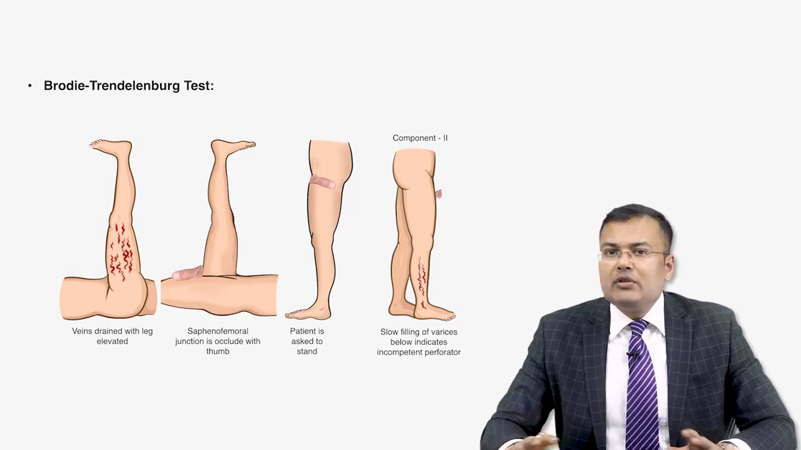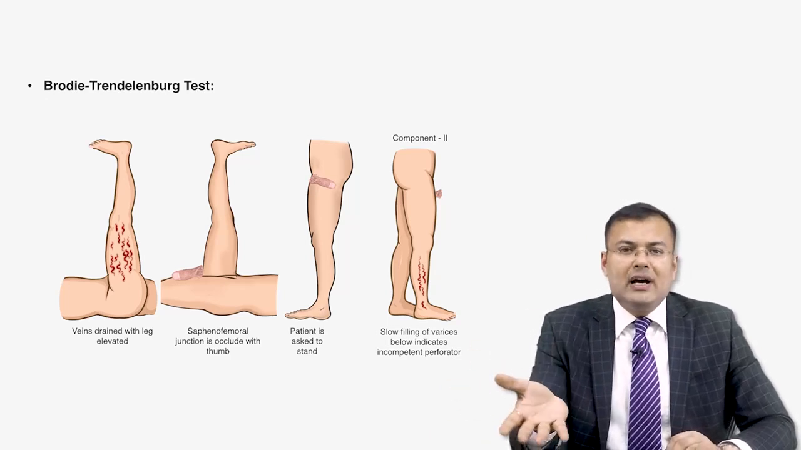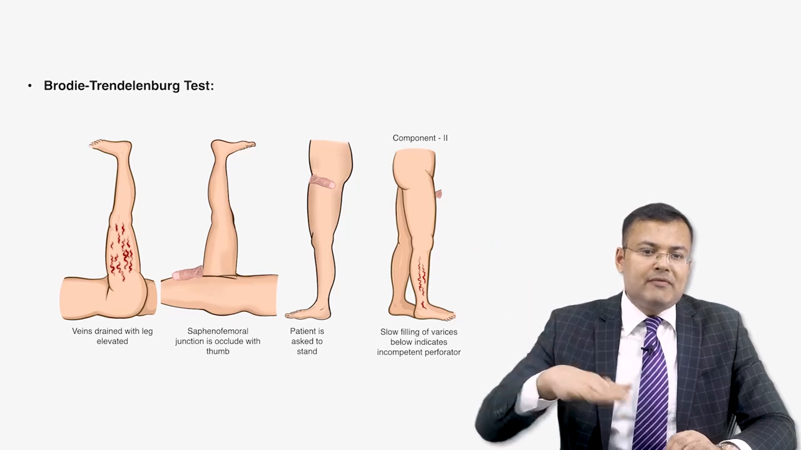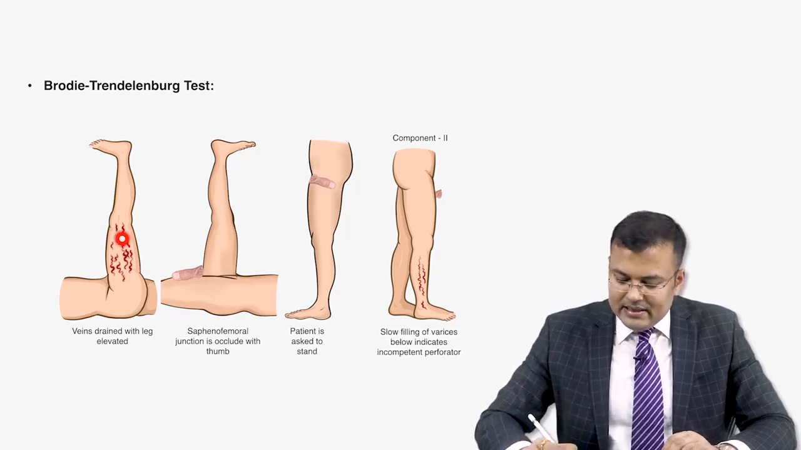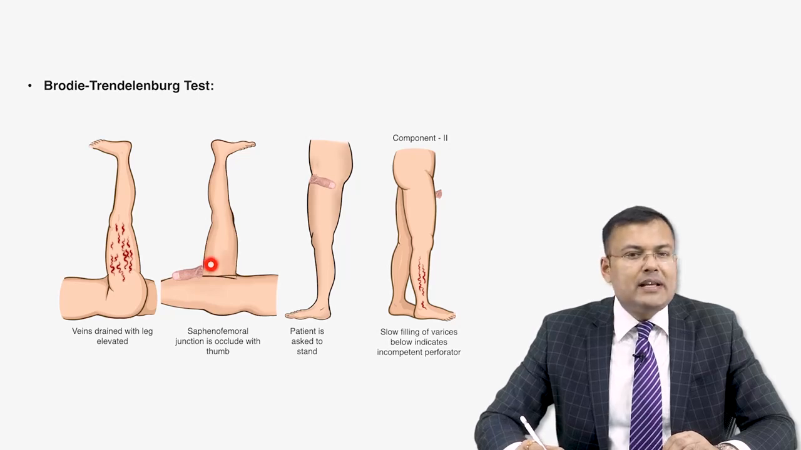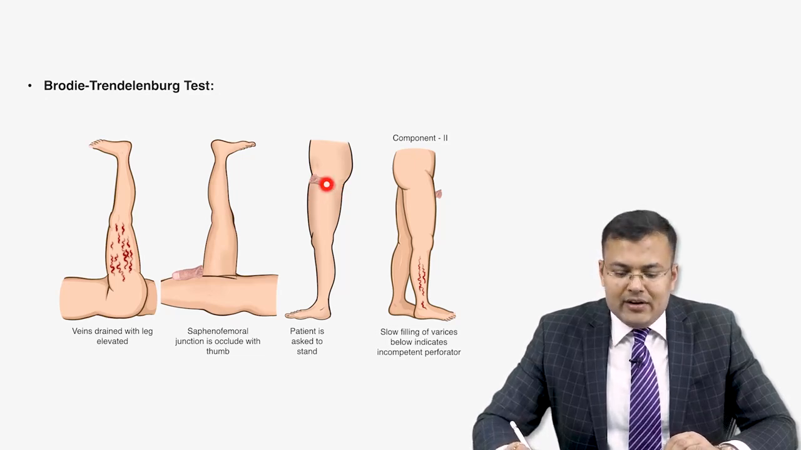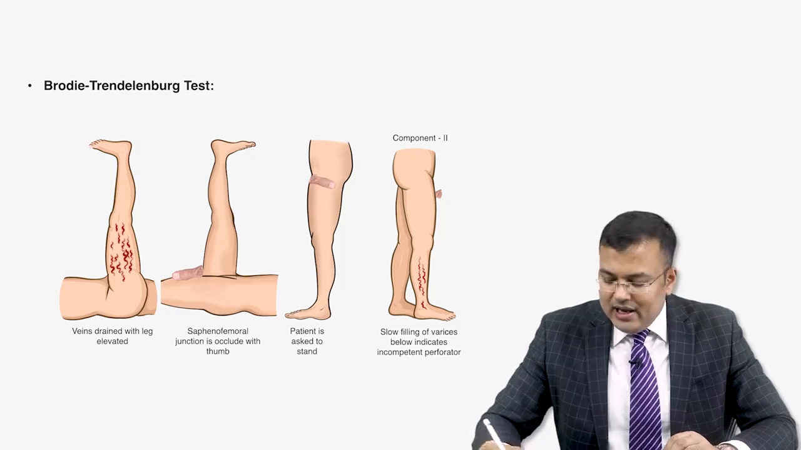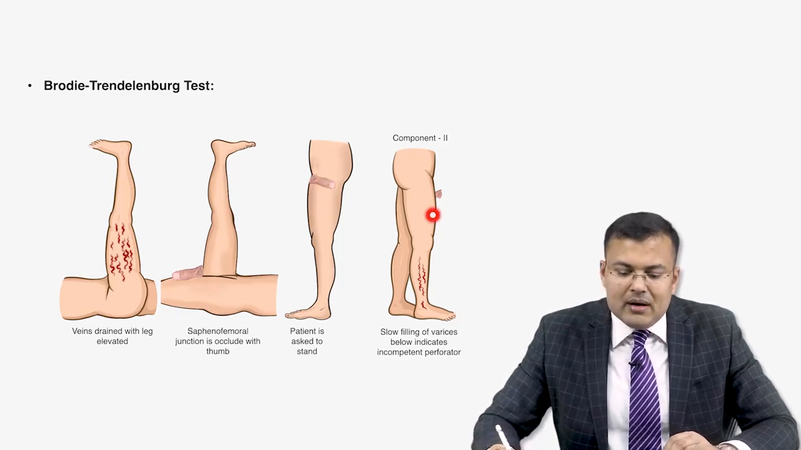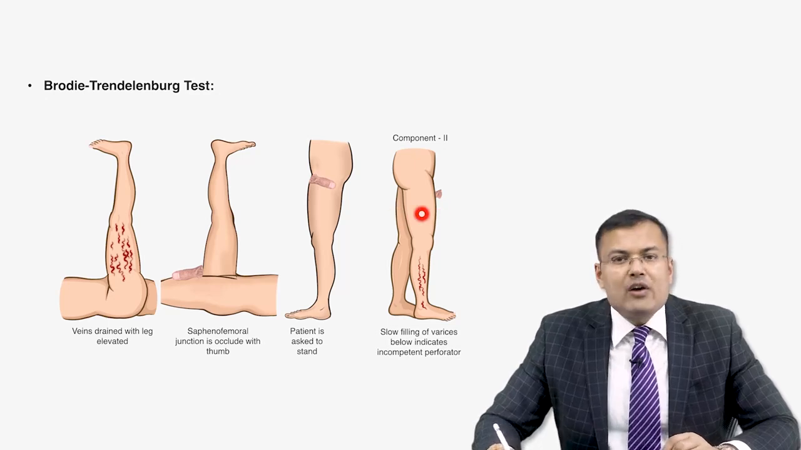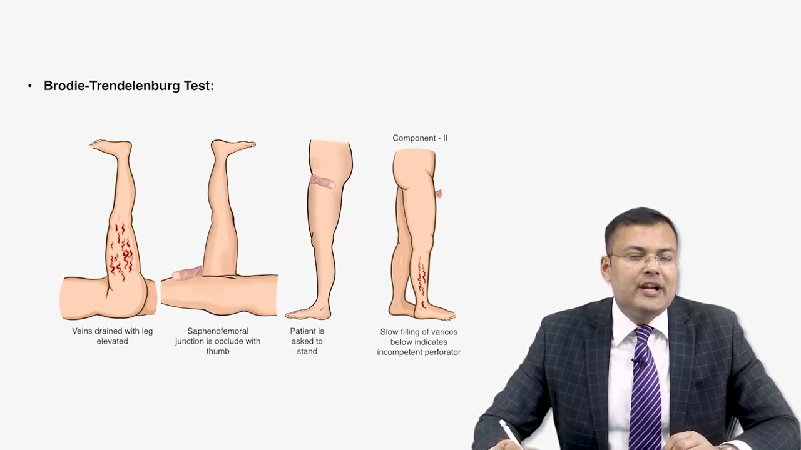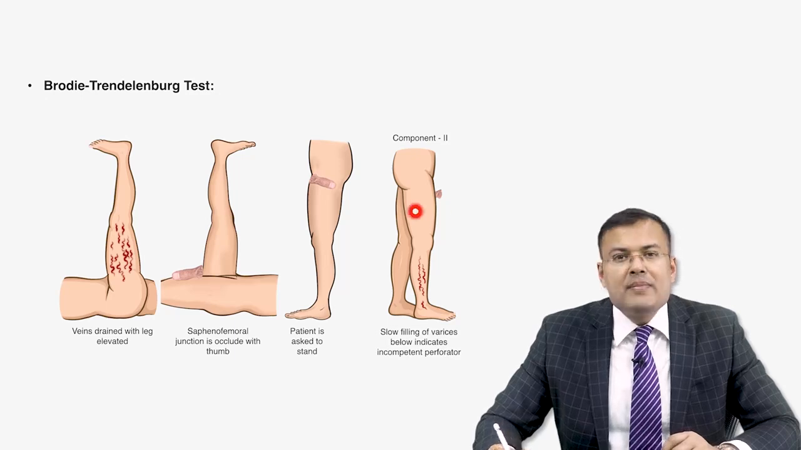In component 2 also, there are many similarities. We ask the patient to lie down, elevate the limb and perform the milking. After milking, we apply pressure at the saphenofemoral junction and ask the patient to stand. Now don't release the pressure. If there is slow filling from below, the varices fill gradually from below, it means there is an incompetent perforator.